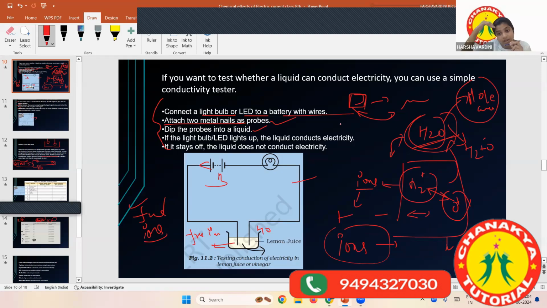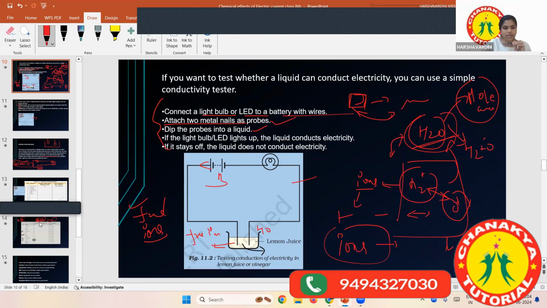I have not asked this question: what is the role of the battery now? It is giving you the electricity, but why is the electricity needed? Because lemon juice will not have free ions. So with the help of electricity, we can break the bonds and make free ions.